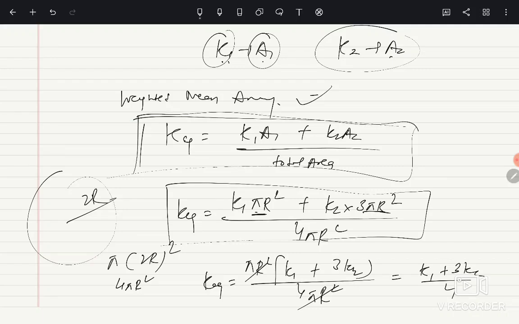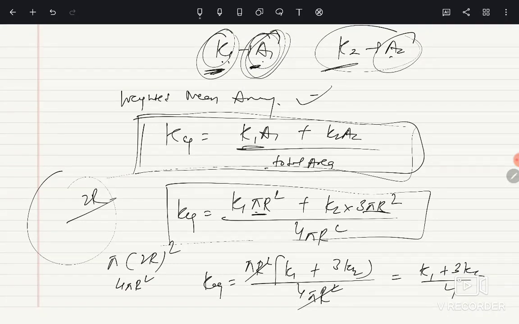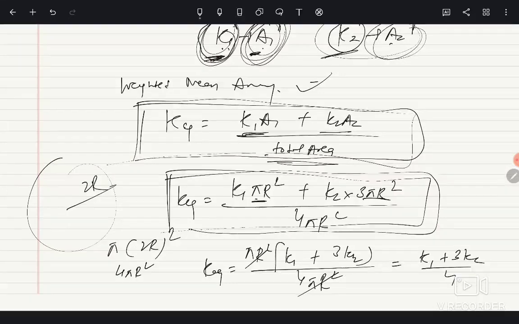This method of calculating K equivalent is called the weighted mean average. Here we are giving weightage according to the area occupied by that conductivity. The A1 area has K1 conductivity, the A2 area has K2 conductivity, and (K1 A1 plus K2 A2) divided by the total area gives the K equivalent. This method is applied when the thermal conductivity is constant over a certain area: the A1 area has constant conductivity K1, and the A2 area has constant conductivity K2. So we applied the weighted mean average.